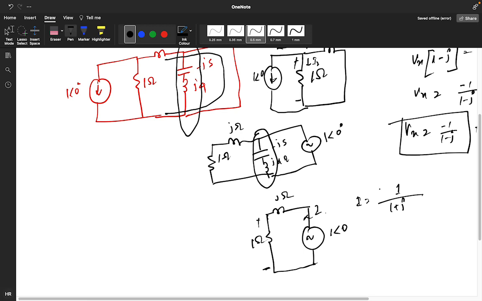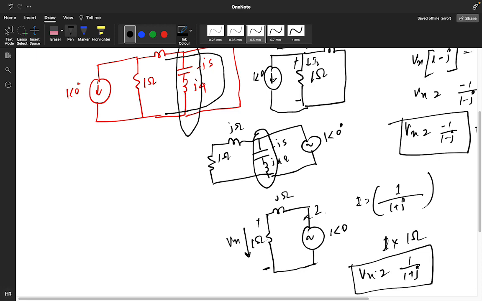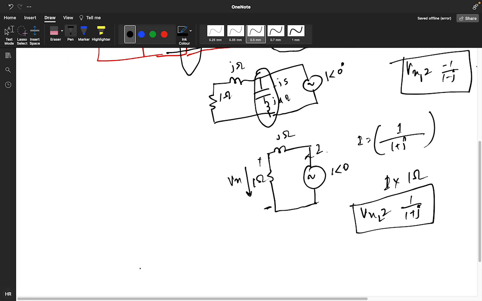This is your current coming. And if you want to find the value of Vx, this current will be multiplied with your 1 ohm. So you will get the value of Vx2 as 1 divided by 1 plus j. Now you have Vx1, and overall Vx will become Vx1 plus Vx2.